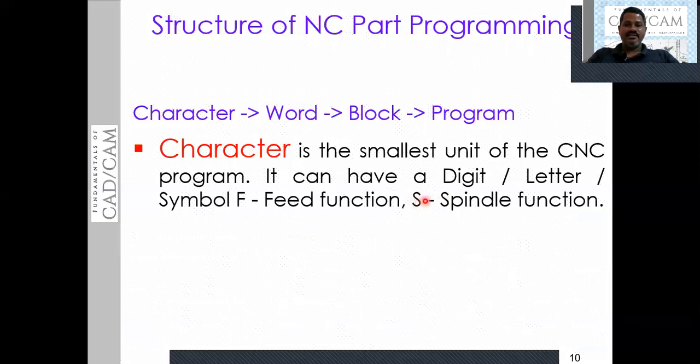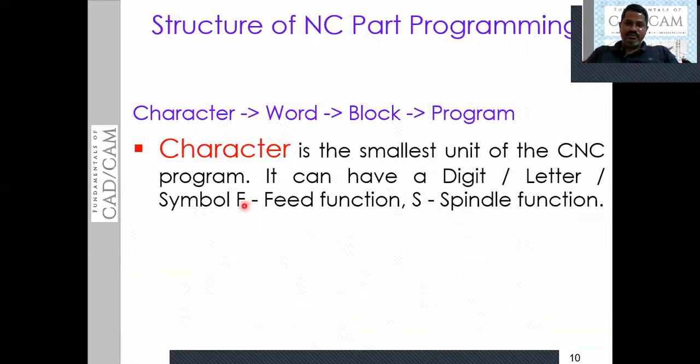Always it has some character. This S character says the speed at which the spindle needs to rotate. Then S followed by the number gives the numerical meaning to this S. If you take S1000, that means the spindle needs to rotate at 1000 RPM.